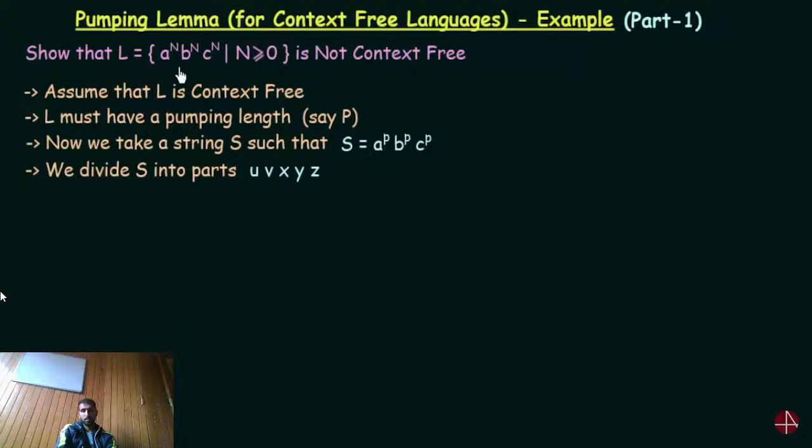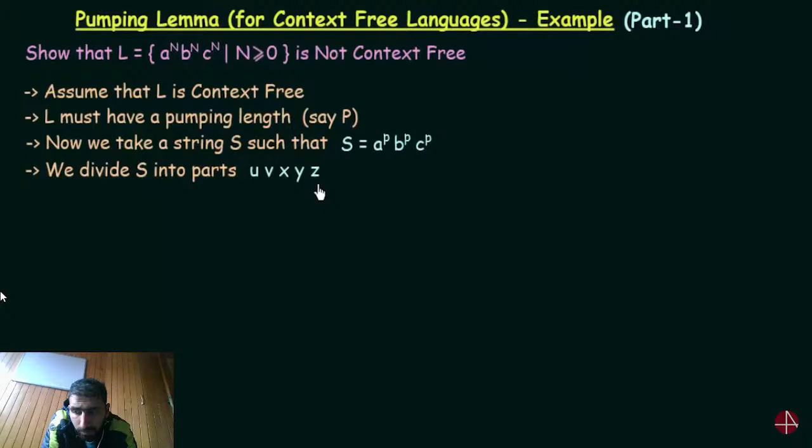So first we have this language L and we assume that it is context-free. So if it is context-free, then the language L must have a pumping length. This also we studied, and we will call the pumping length P. And now we will take a string S such that S is equal to A power P, B power P, and C power P, where P is our pumping length. And then we have to divide S into 5 parts: U, V, X, Y, and Z.